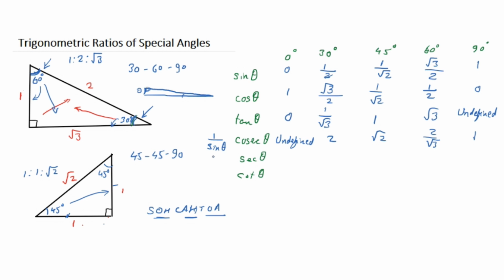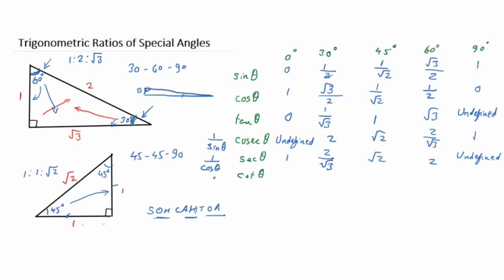Sec theta would be nothing but the reciprocal of cos theta, so it's 1 over cos theta. So I again flip the numerators and denominators. So sec 0 degrees is going to be 1 over 1 or simply 1. Root 3 over 2, the reciprocal of that is going to be 2 over root 3. 1 over root 2, so that's again root 2. 1 over 1 over 2, so that becomes 2, and 1 over 0, so that is undefined.